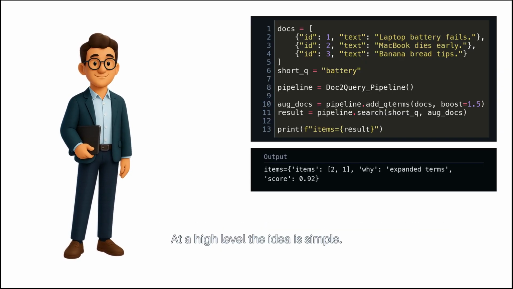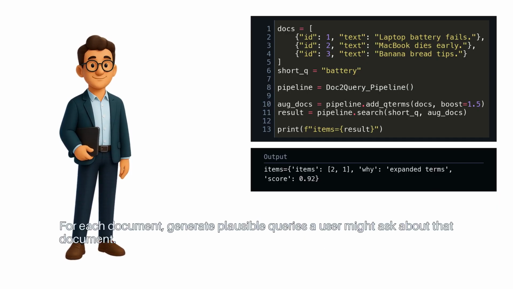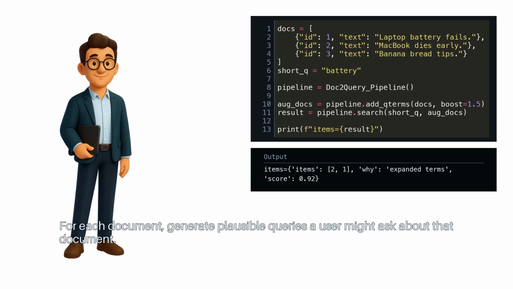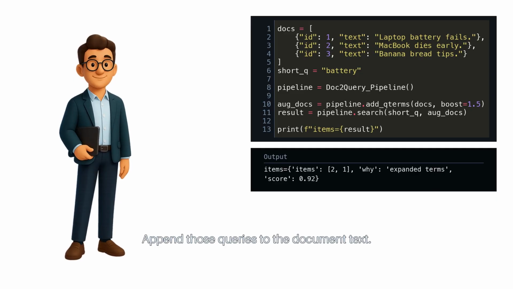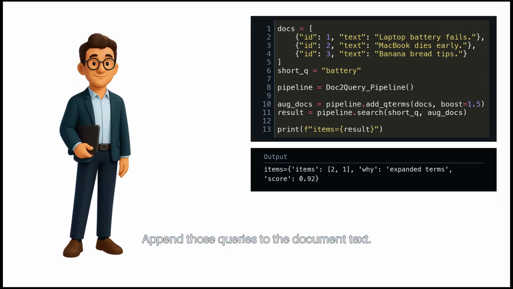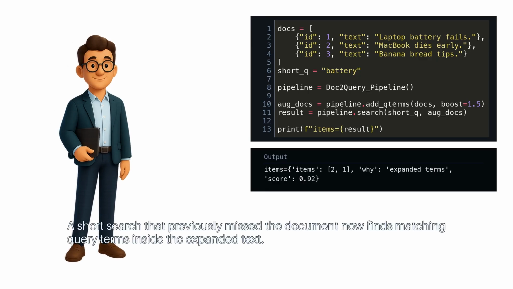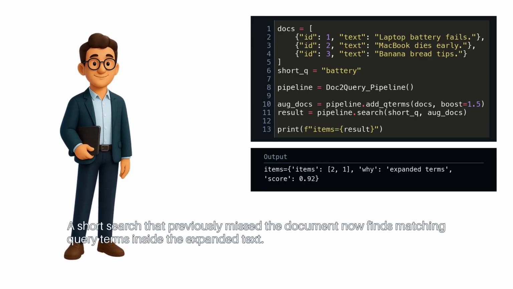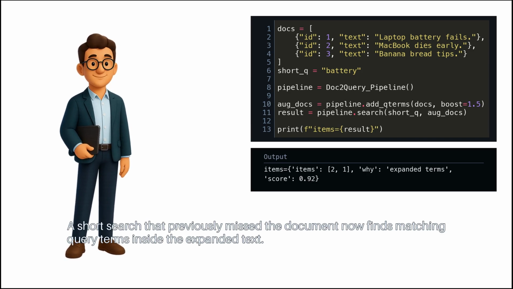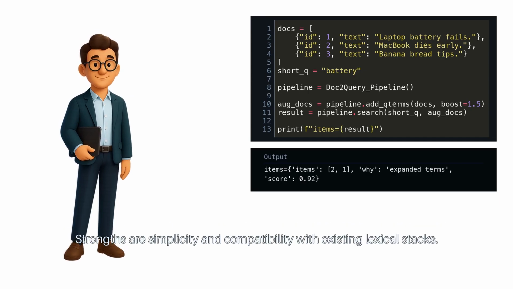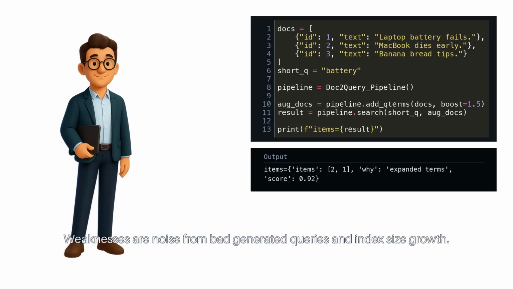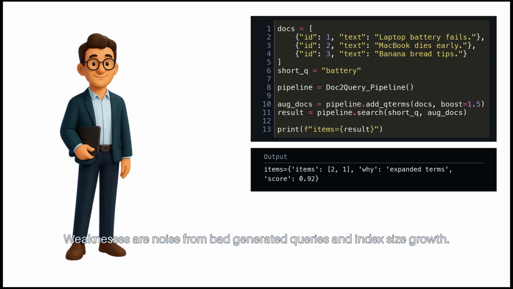At a high level, the idea is simple. For each document, generate plausible queries a user might ask about that document. Append those queries to the document text. A short search that previously missed the document now finds matching query terms inside the expanded text. Strengths are simplicity and compatibility with existing lexical stacks. Weaknesses are noise from bad generated queries and index size growth.